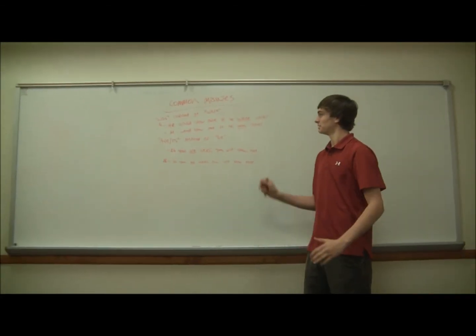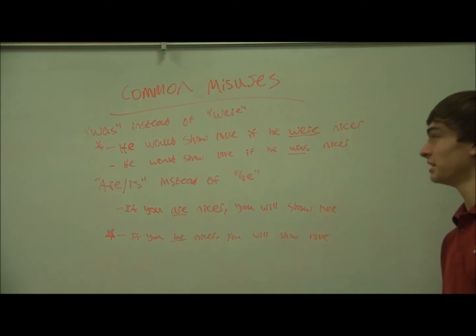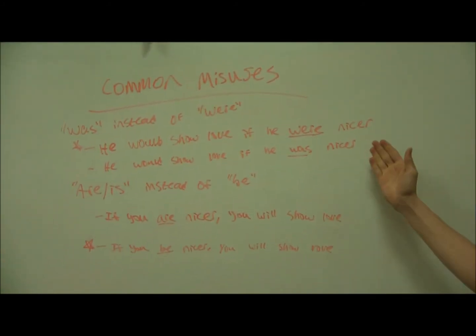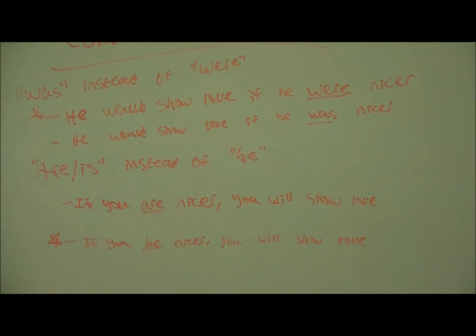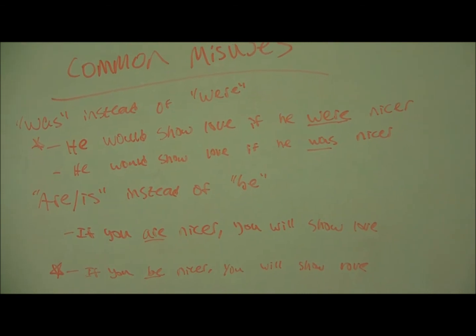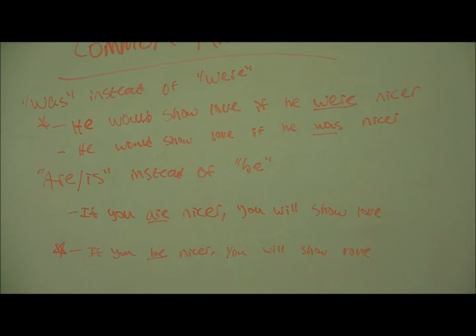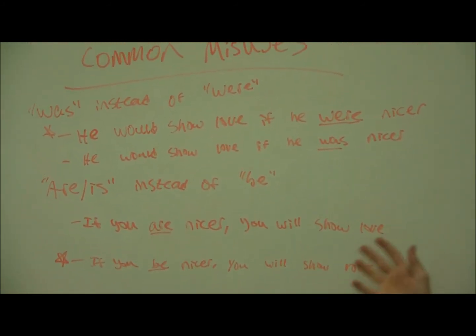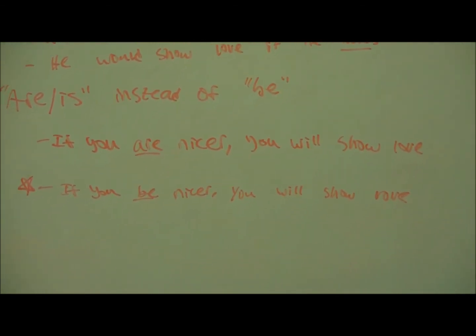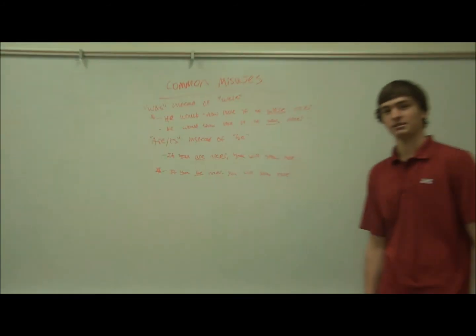Alright, so here we have some of the most common misuses of the subjunctive, and the first one is using the word was instead of were. Example sentences here are: he would show love if he were nicer, and he would show love if he was nicer. The correct one is the first, if he were nicer. The second misuse is using are or is instead of be. These sentences sound a little weird, but the incorrect one is if you are nicer, you will show love, and the correct one is if you be nicer, you will show love.